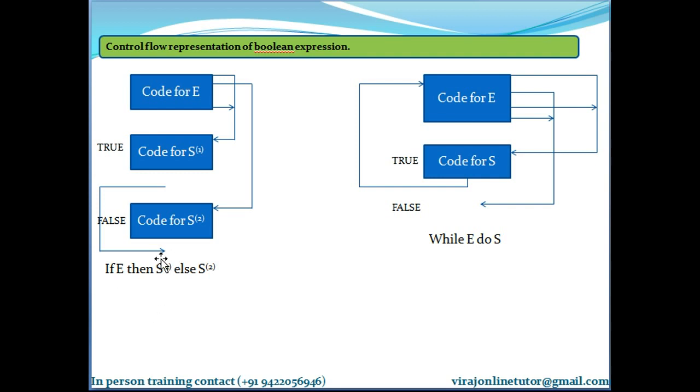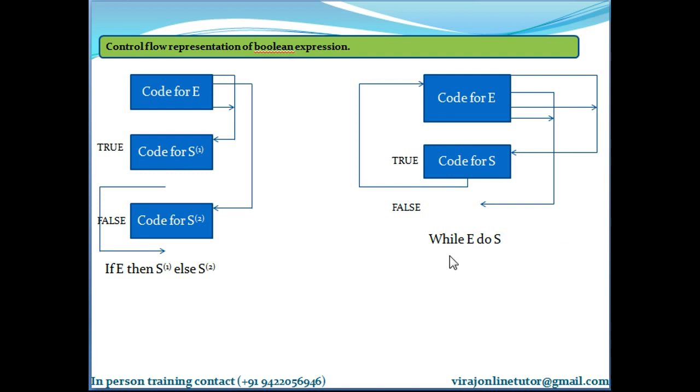If E is success, I execute only S1, and if E is failure, I only execute S2. The same thing I am doing here. If E is success, I only execute S1 and then I come out. If E is failure, I directly go to S2 and then I come out. Clear?